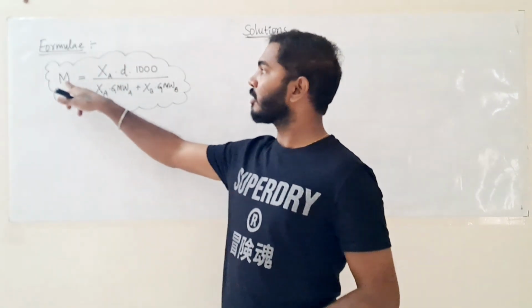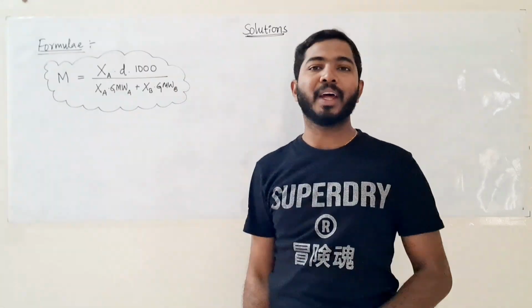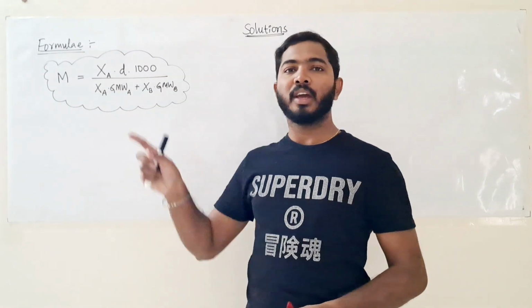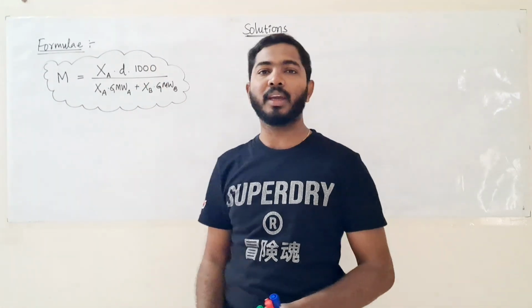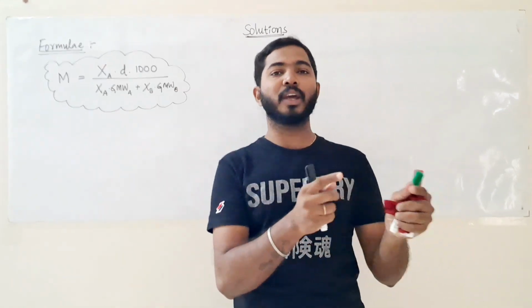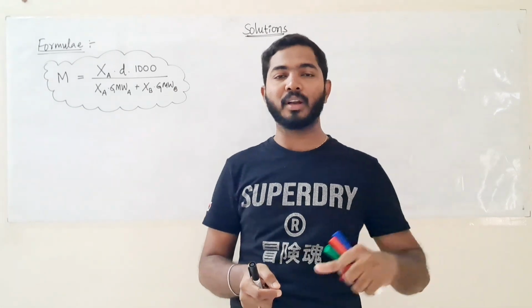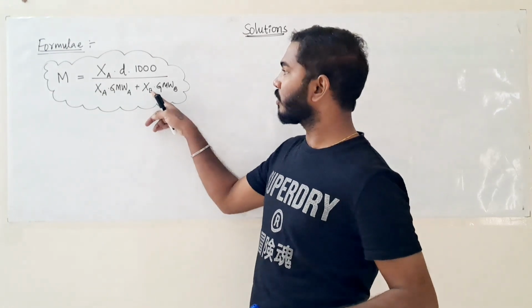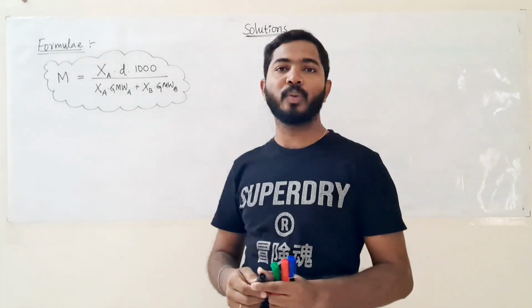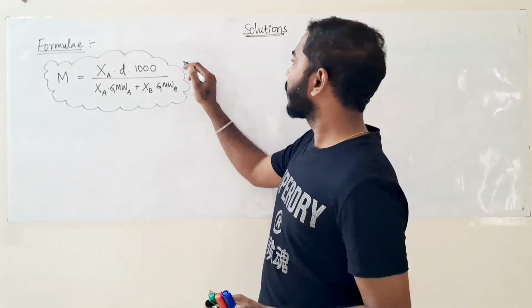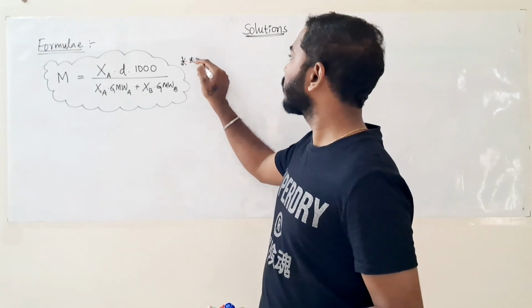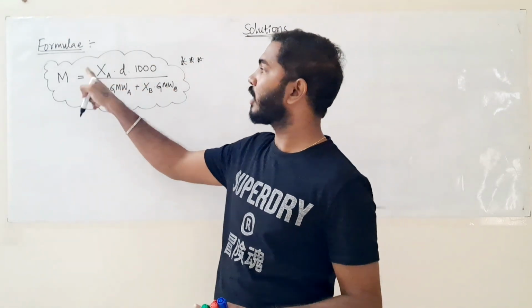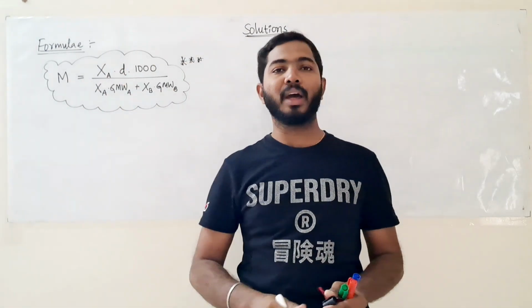So this can be written as molarity is equal to mole fraction of some substance A into density into 1000, divided by mole fraction of that substance A into gram molecular weight of that particular substance plus mole fraction of B into gram molecular weight of B. So this particular formula helps us in solving the questions related to mole fraction and molarity.